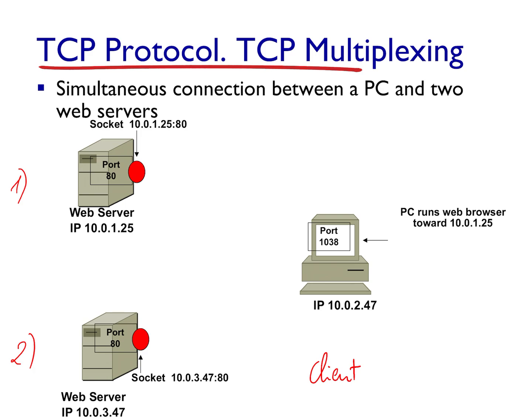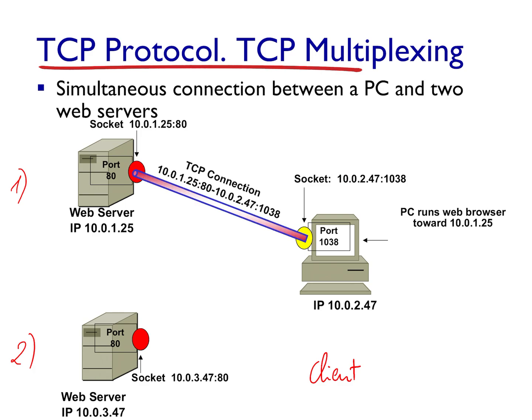So in the first case, the computer runs a web browser toward server number 1. The source port is, for example, 1038. It's not necessary to have the same number always, so we can have a different source port. The socket is created and then the connection is established and identified by means of the 2 sockets. At the same time, we can run another web browser toward server number 2.